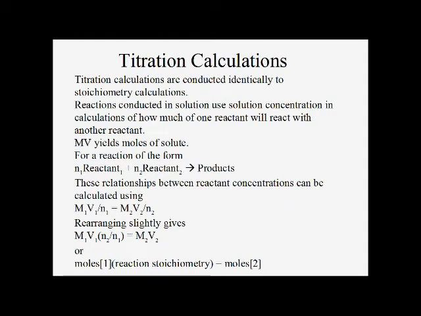So for titration calculations, it's just another type of stoichiometric solution calculation. That means we're going to use molarity times volume to give us moles. Then we're going to use the coefficients from the balanced chemical equation to give us a stoichiometric ratio. That will give us moles of the other component, which is also molarity times volume. We can rearrange it to give us molarity times volume divided by coefficient will equal molarity times volume divided by coefficient. We need to know that balanced chemical reaction so we know these coefficients between the acid and the base.